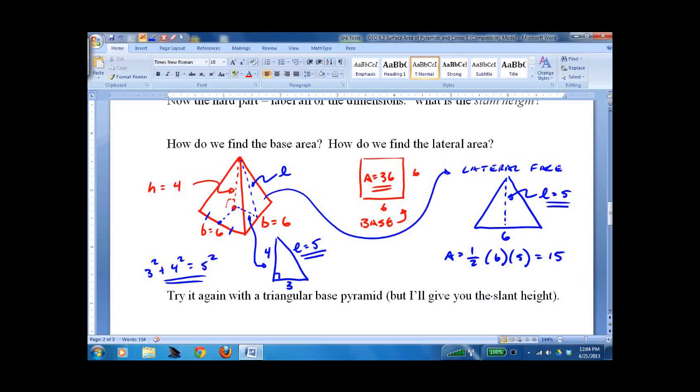So now the last bit of math is the part that really freaks people out. They get that we've just found the area of a base, which is a square. We've just found the area of a side, which is a triangle. Now, how do we find all four sides? Well, we just multiply by 4. We call that the lateral area. It's going to be 4 times 15, 60. And the total surface area is just the base area plus the lateral area. 36 plus 60 is 96. So there it all is. Very complex stuff. Need lots of practice on it.